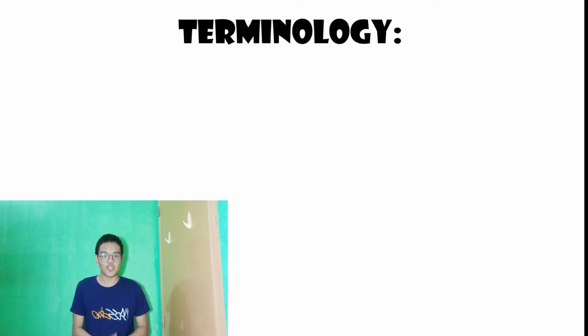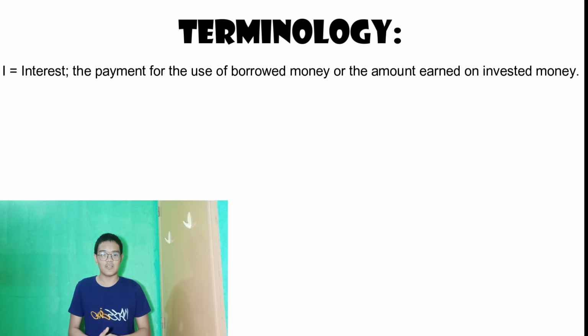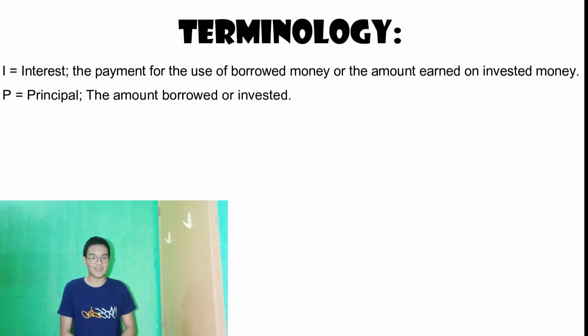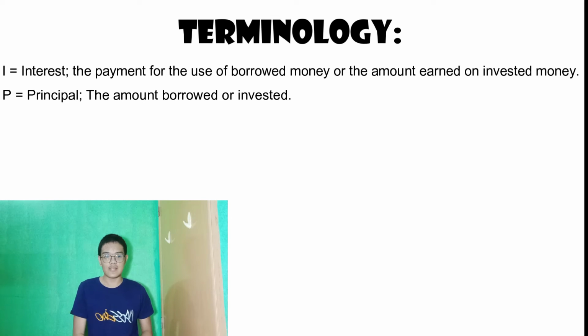So let's proceed to our next discussion, which is the terminologies that we will encounter in this part. First is interest. Interest is denoted as big letter I. It is the payment for the use of borrowed money or amount earned on invested money. Second is principal. Principal is denoted as big letter P. It is the amount you borrowed or invested.